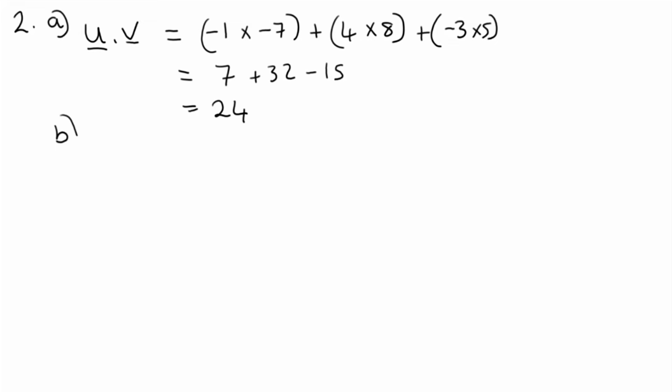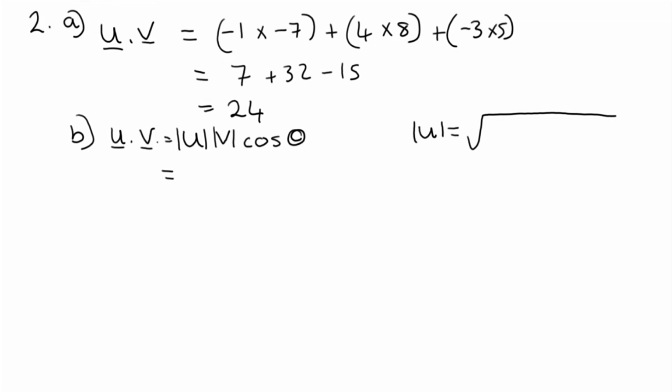Part B. Calculate the angle between u and v. On your formula sheet, you'll have, it won't use u and v's, but it shows you this formula. So it's the magnitude. So u dot v equals the magnitude of u, magnitude of v, cos theta. So actually, we don't have those answers to pop in yet, so let's do that over the side. So the magnitude just means the length.